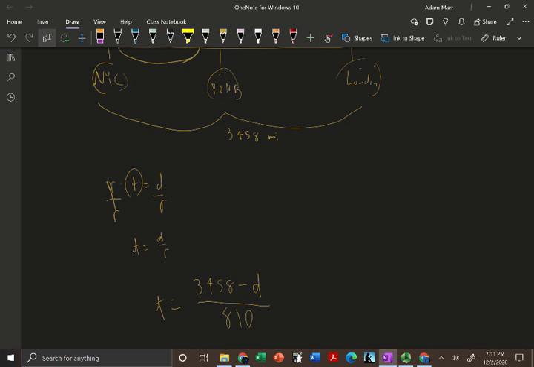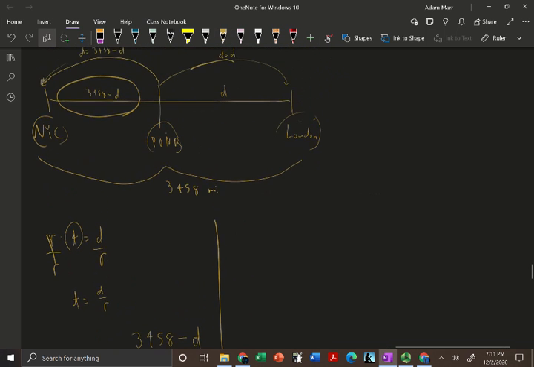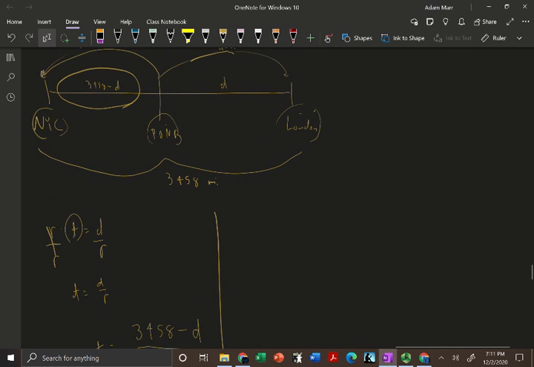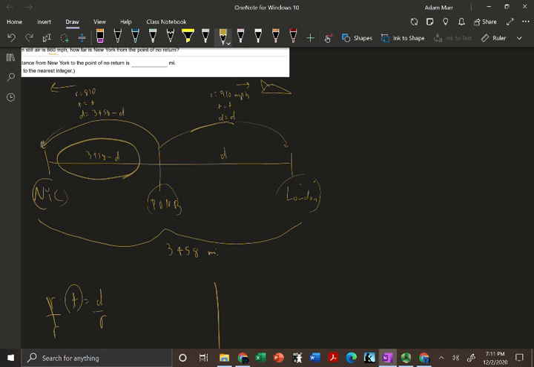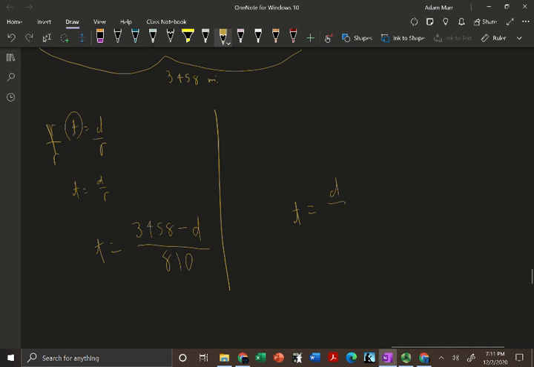All right, now on the other side, from the point of no return to London, the time is going to be the same, but right here we have the distance we just called D before, if you recall. I labeled that up there. And the rate is 910. So time equals distance over rate, that's going to be time equals D over 910. Okay. So we have T equals this and T equals this.